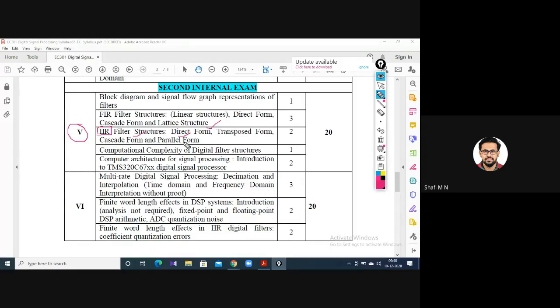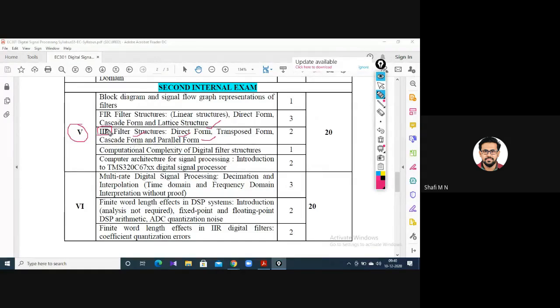For the parallel form you have to practice with division. Sometimes you may have to perform division. If the numerator power is greater than the denominator power, you have to go for division in the parallel form. So practice mathematical division in the parallel form, and partial fractions in the cascade form. That is the mathematical practice that you need over there.